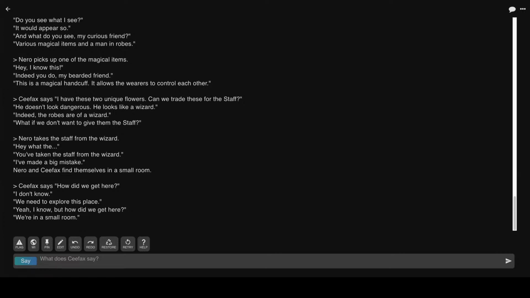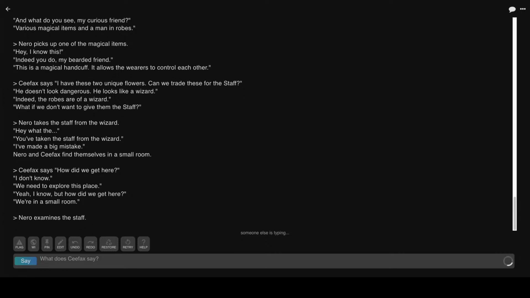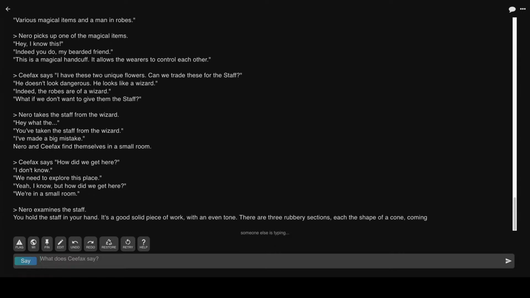Examining the staff? Has it not come through for you? It has, sorry, yeah. I was just reading. So Nero examines the staff. You hold the staff in your hand. It's a good solid piece of work with an even tone. Three rubbery sections, each the shape of a cone. Okay, so effectively it has rubber spikes coming out of the tip of the staff, is what I'm picturing. It's like got a spiky top to it.